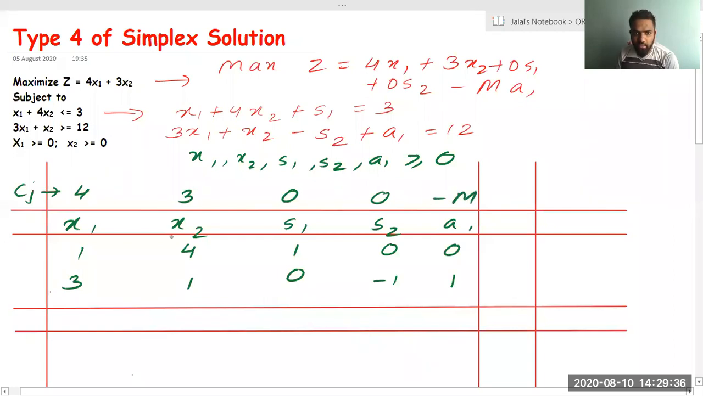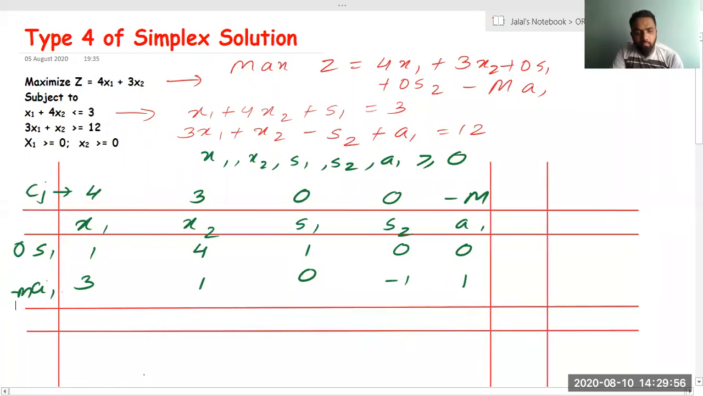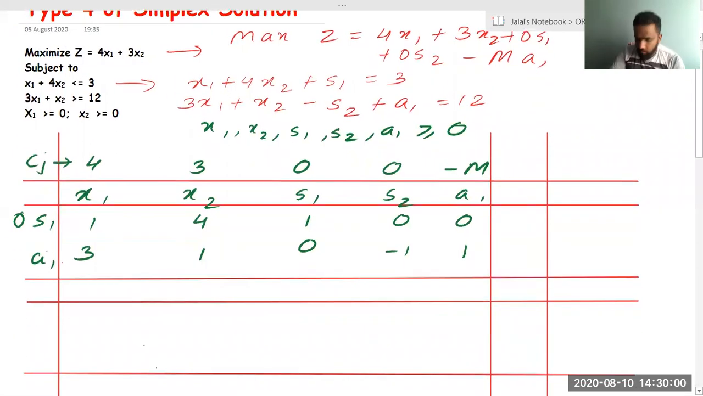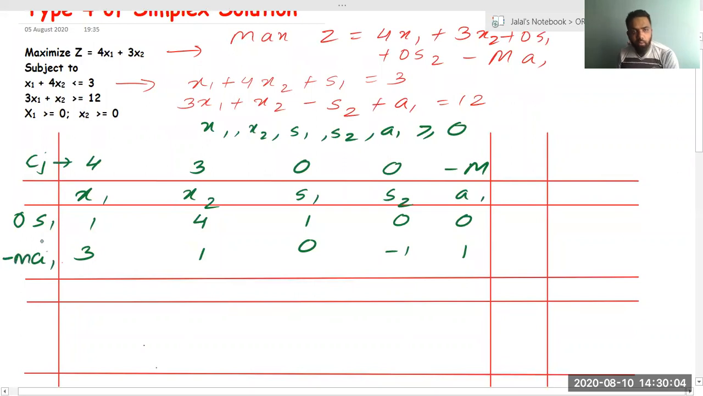Since you can see S1 and A1 will form an identity matrix, I'll put S1 and A1 with their coefficients. The coefficient of S1 is 0 and the coefficient of A1 is minus M. Okay, I'll move somewhere to this side. This is minus M.